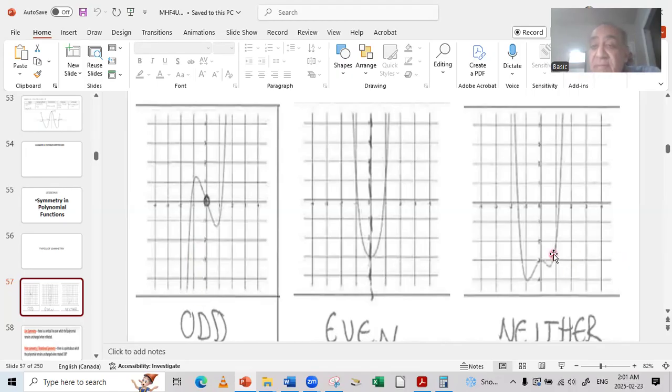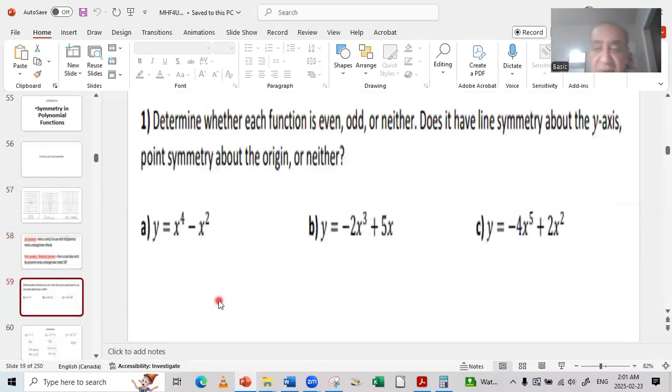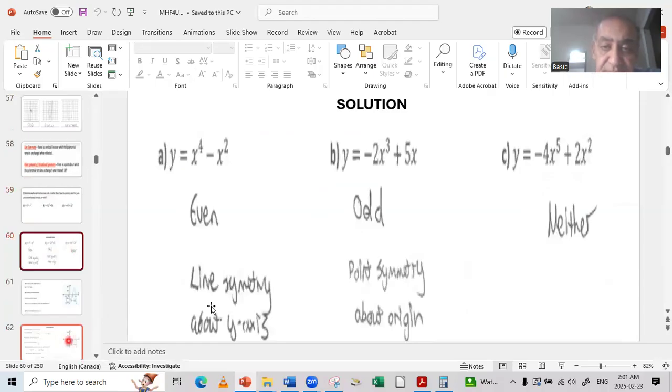How about the neither? The neither is a mixture between even functions, which is x power 2, x power 4, x power 6, and odd functions at the same time, like x power 1, x power 3, x power 5. So that's how it works. I will show you right now an example here. It will show you the idea so that you understand.